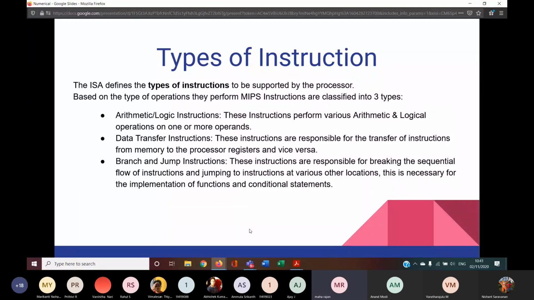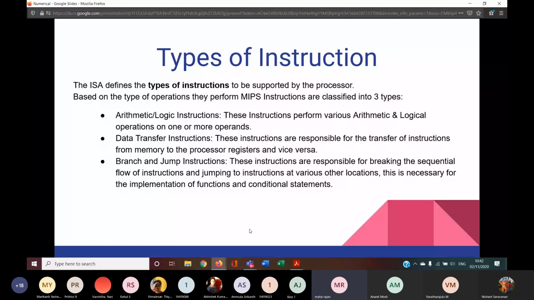The types of instructions. When we say instruction set architecture, it has certain instructions that have to be followed by the processor. Arithmetic logic instructions perform various arithmetic and logical operations on one or more operands. Data transfer instructions are responsible for the transfer of instructions from memory to the processor, registers, and vice versa.